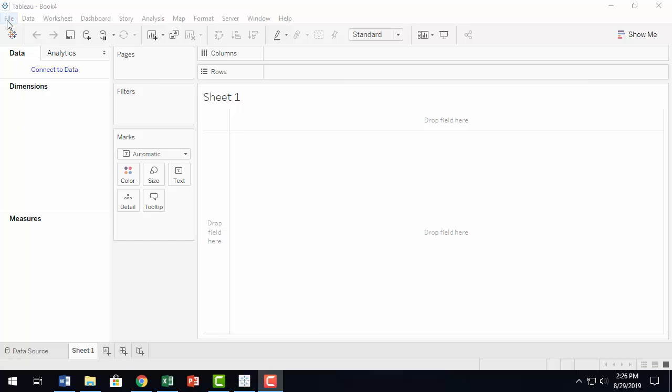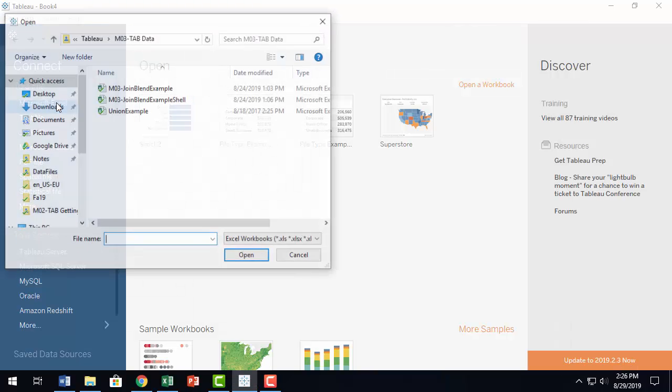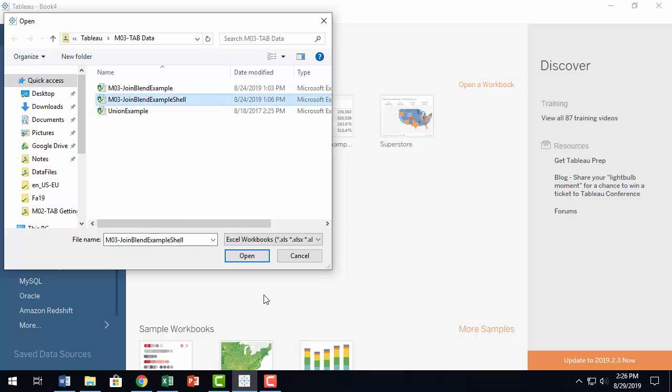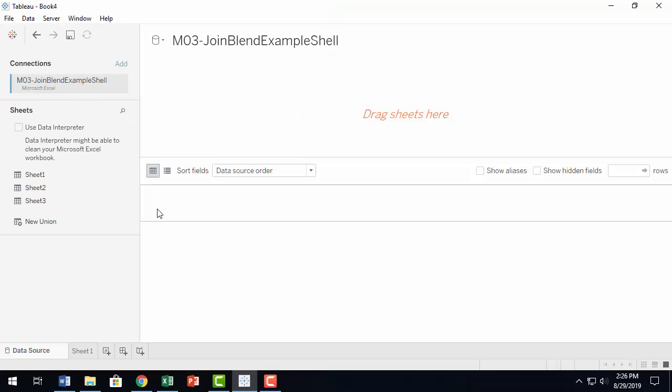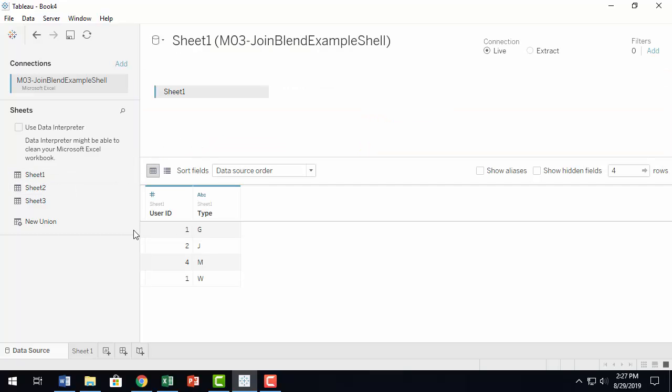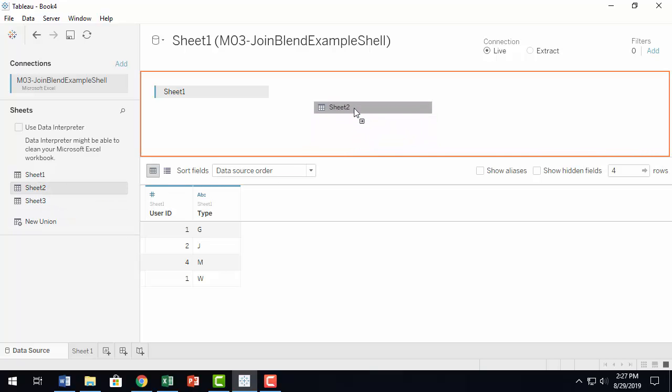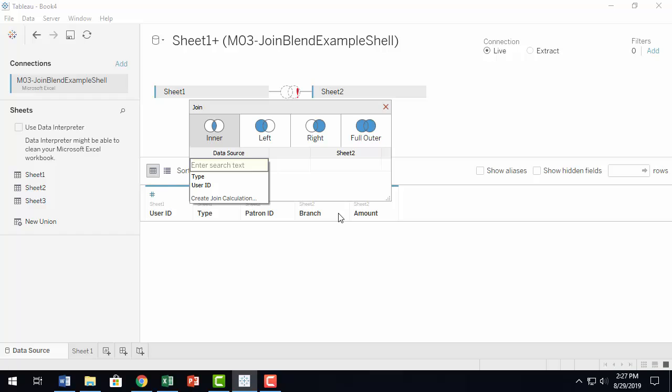Okay, so we're going to use that file to understand how these different joins take place. We have a very small example, and we need only the first two, you do not need that one. So, when you bring in sheet 1, and then when you bring in sheet 2.